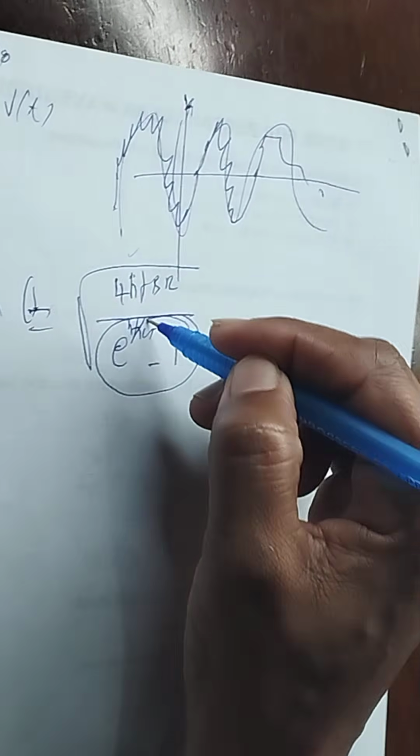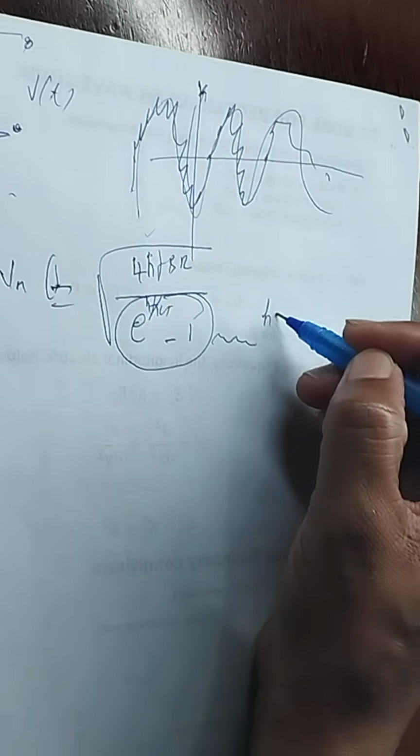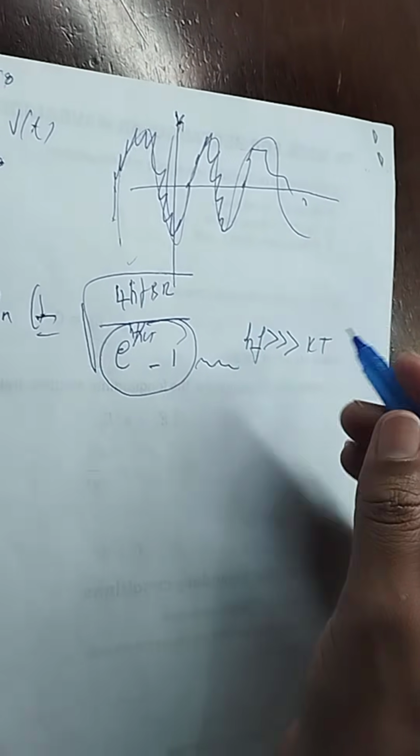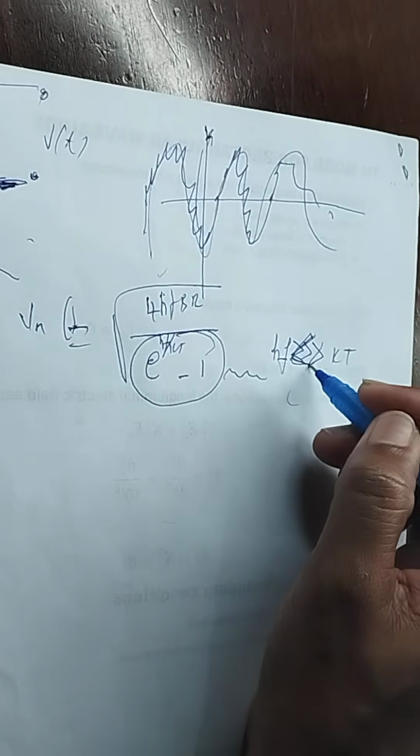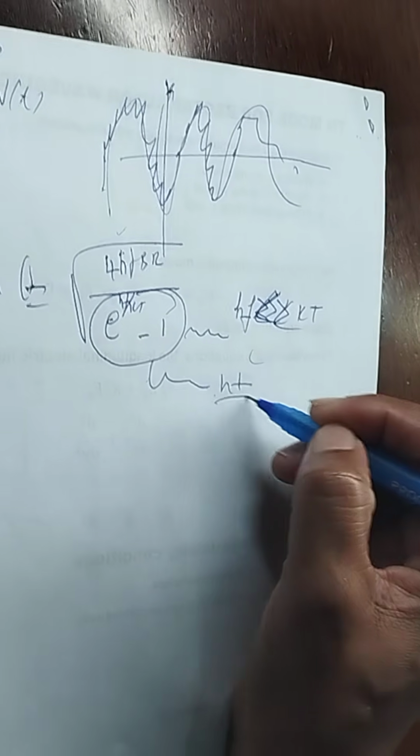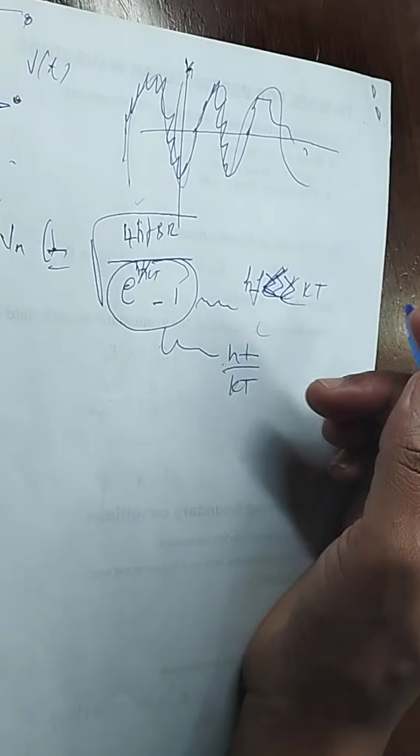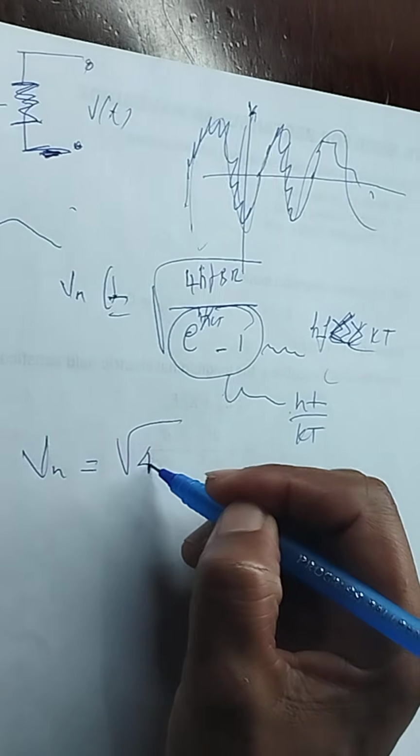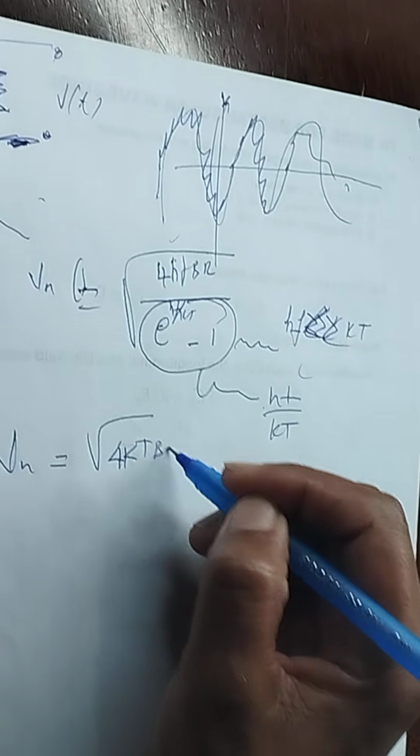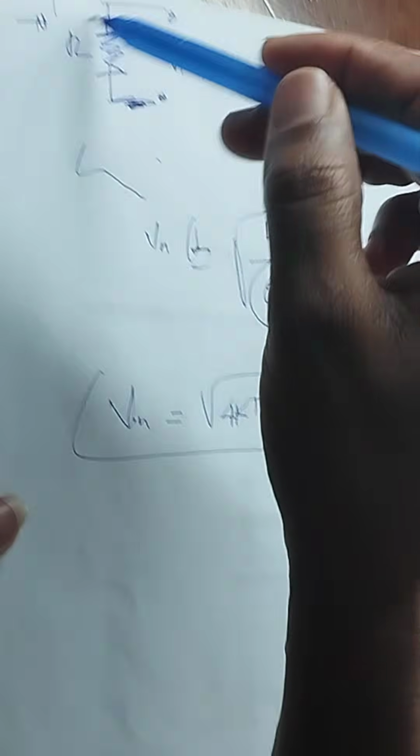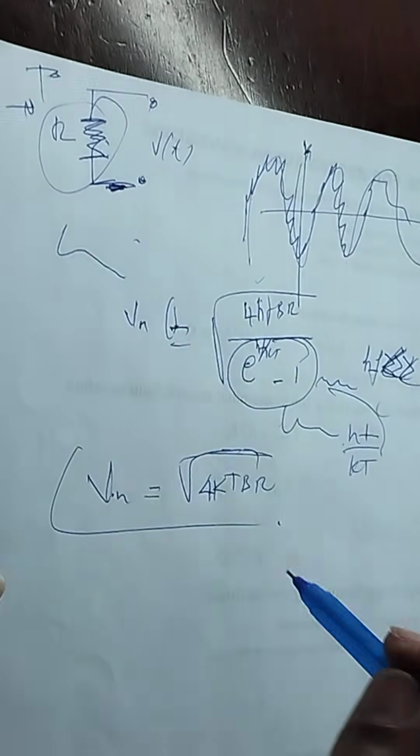And we say if you approximate this, if hf is very much smaller than kT, then this approximation will give us hf over kT. When we do that, we find that the voltage equals the square root of 4kTBR, when you do the substitution here. So this is the voltage due to a noisy resistor, which is mostly used for analysis.